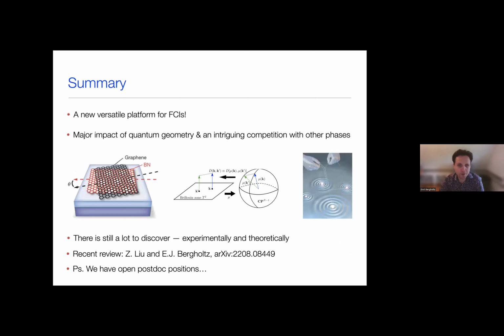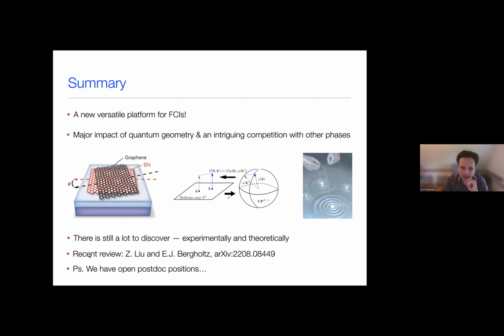But let's conclude. So Moiré materials is a very new and versatile platform for fractional Chern insulators. There's a major impact of quantum geometry, and that's bad news in a way for fractional Chern insulators. You can find them, but very often you will have an intriguing competition with other phases. And there's really still a lot to discover. There's just a few groups that have worked intensely on this, but they're already very beautiful experiments and nice theory.